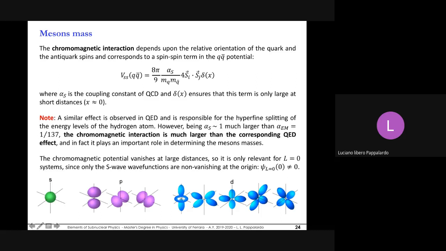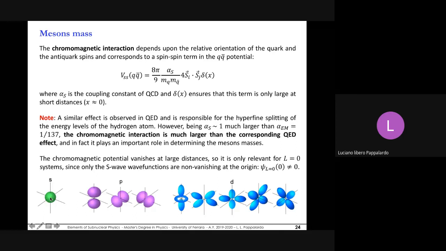So the chromomagnetic potential, due to this delta function here, vanishes at large distance. So it is only relevant for L equals 0 systems. Because if you now compare the orbitals, or the wave function, if you like, for different values of the orbital angular momentum, you see that only the S wave, so the L equals 0 function, has a non-zero probability, actually has a maximum probability in the center, okay?